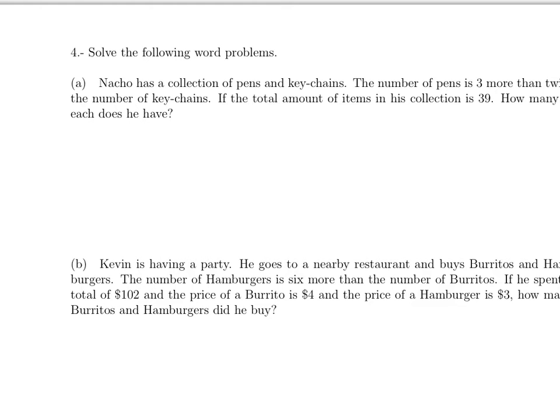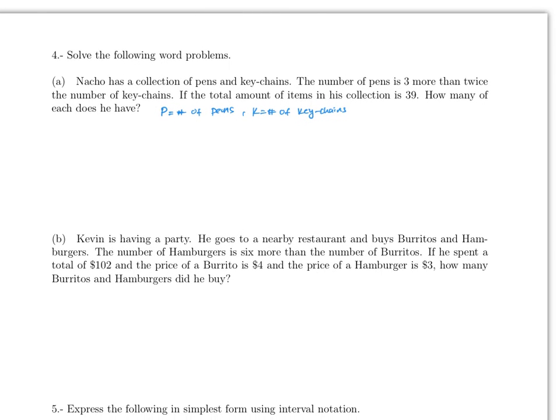Nacho has a collection of pens and keychains. So let's say that P is the number of pens. You can also use X and Y. And let's say K is the number of keychains. Okay? So let's see the equations we get from here. The first thing you need to pick up is this: the number of pens is 3 more than twice the number of keychains.